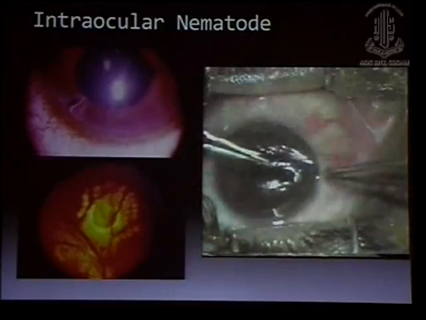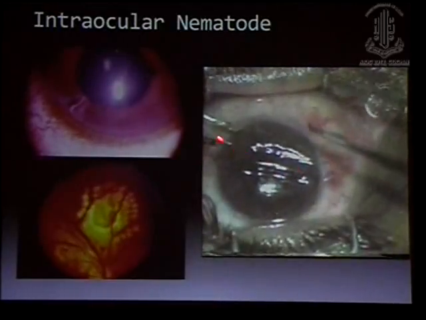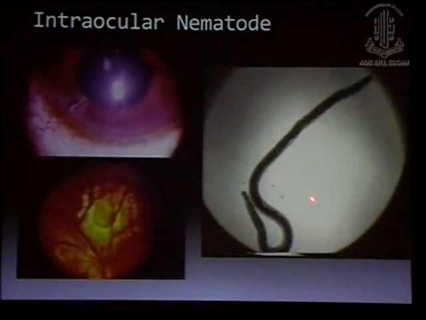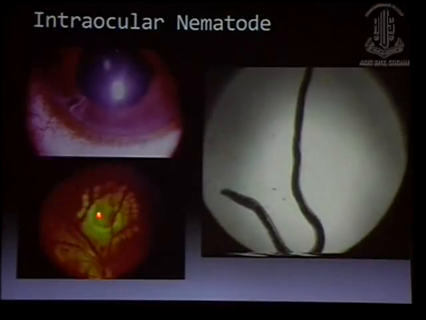An example of intraocular nematode, which if it is in the AC, can be easily removed. And you can see it is a live intraocular nematode. However, if it is in the subretinal space, it may not be so easy, and to remove this, people have tried laser photocoagulation around it to limit its movement.